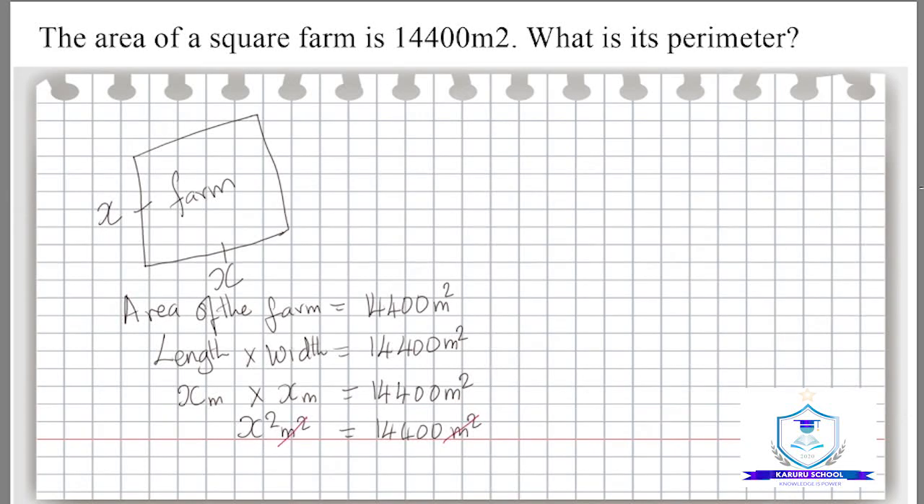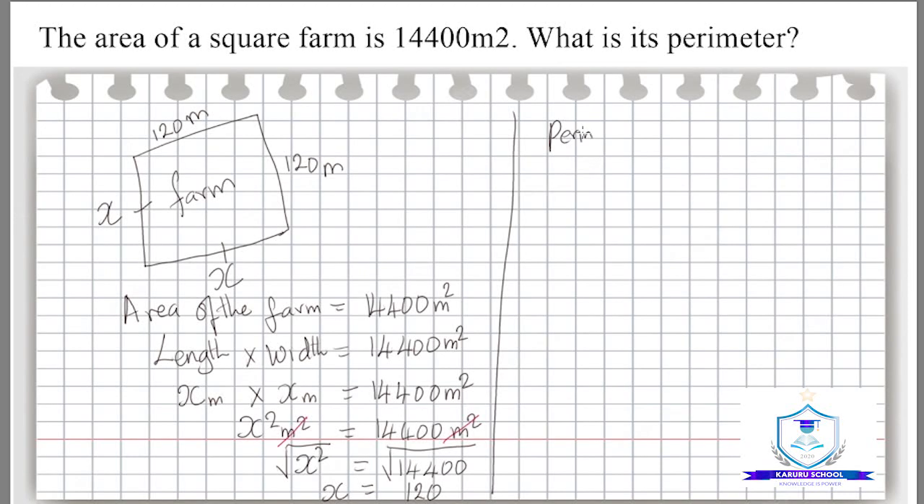So cancel the meters squared since they are common both sides, and for us to get the value of x, we will be expected to find the square root of both sides of the equation. So on the left side of the equation, we find the square root, and on the right side of the equation, we find the square root of 14,400. The square root of x squared is x, and the square root of 14,400 is 120. So having obtained the value of x, we now know that the length of the farm is 120 meters and the width of the farm is 120 meters.